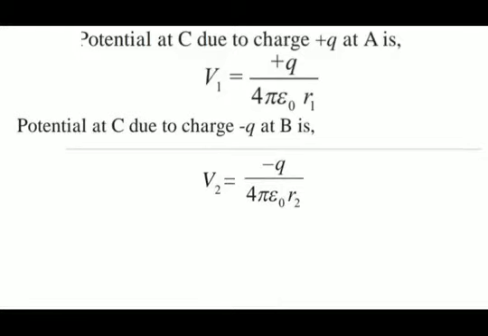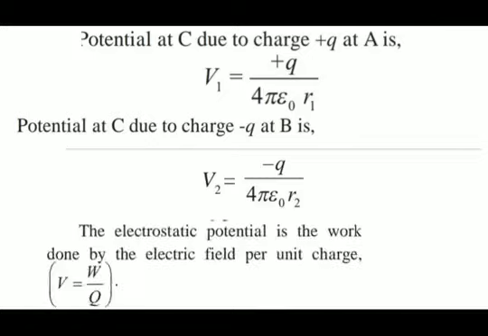As we know, the electrostatic potential is the work done by the electric field per unit charge, that is, V itself is W upon Q. The potential at C due to the dipole is V1 plus V2. As we know, 1 upon 4 pi epsilon naught times Q is common in both equations, so the remaining term in the bracket will be nothing but 1 upon R1 minus 1 upon R2. Okay, so this is one of the things.